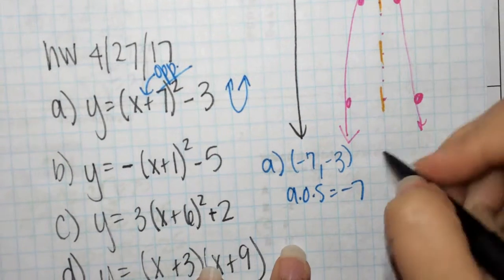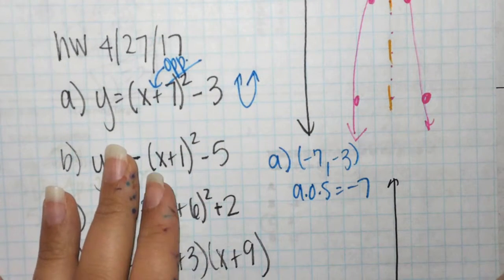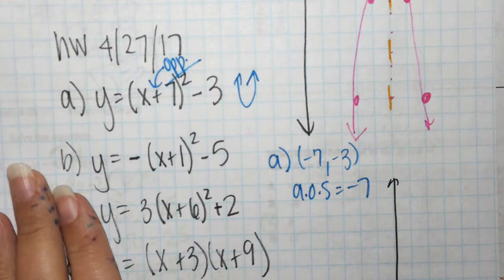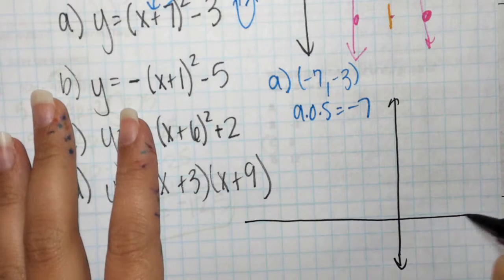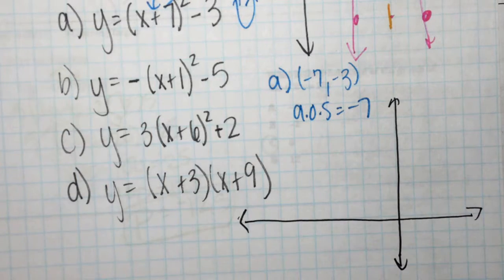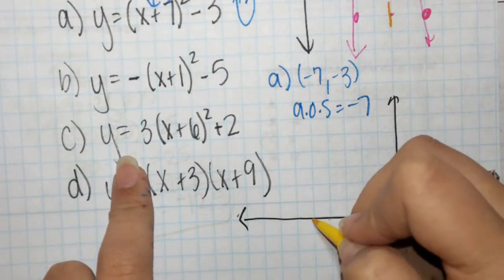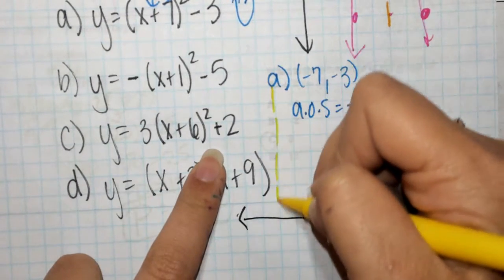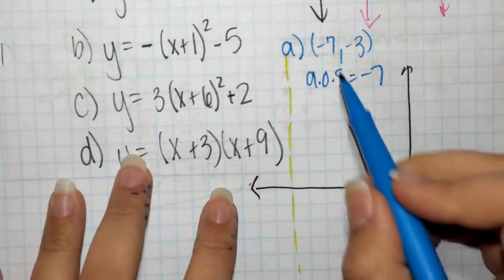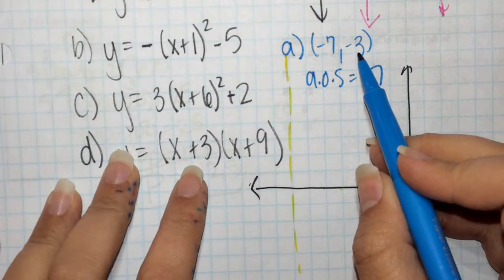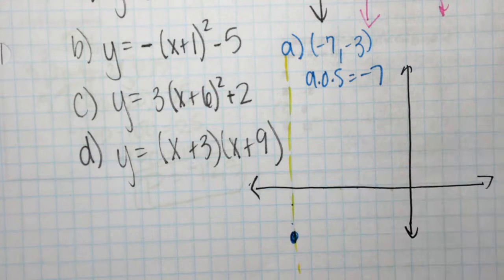So on your graph, you should go left 7 and put your axis of symmetry. So 1, 2, 3, 4, 5, 6, 7. And then you go left 7 and where? Down 3 because it's negative. So left 7, down 1, 2, 3. Okay? Now what do we do from this point?